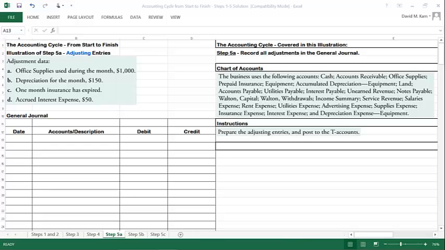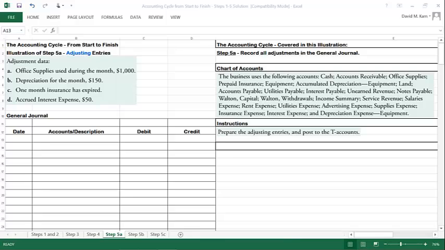It's Professor Karn today going to illustrate step 5 of the accounting cycle, the adjustment process. So we pick up the first step here, step 5A, and that is to record all adjustments in the general journal. And they give us the adjustment data A through D here, and we have to record and prepare the adjusting entries in the journal. Then in step 5B we will post to the T accounts, and in step 5C we will prepare an adjusted trial balance.